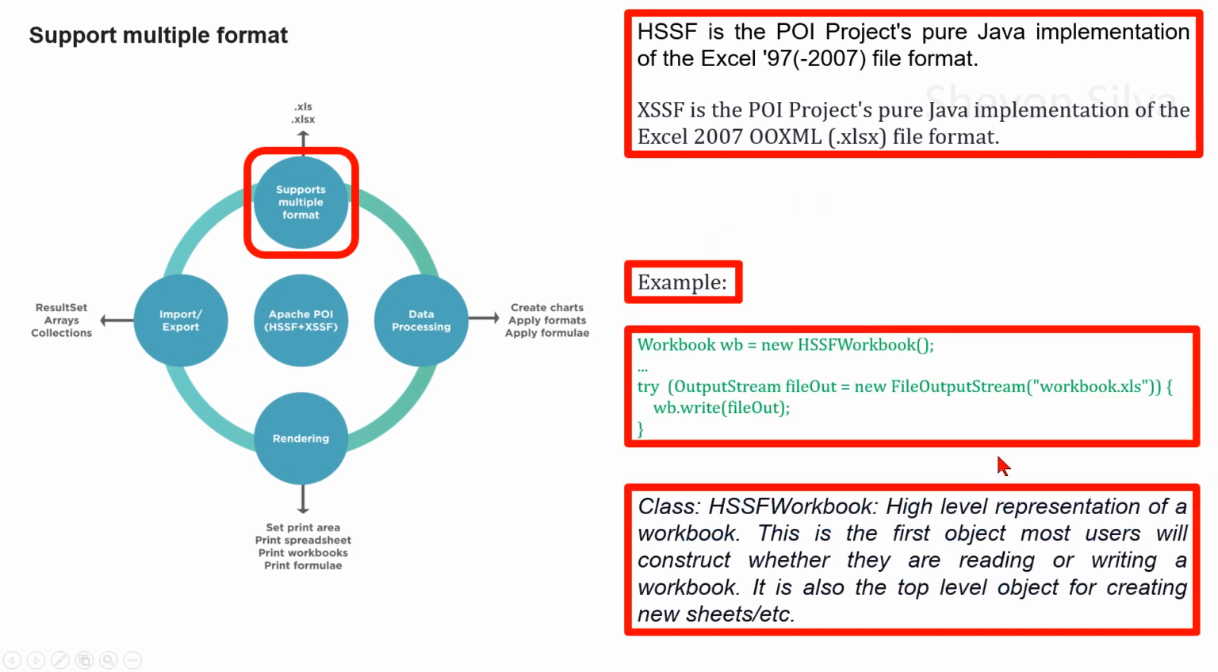As an example, we can consider this code segment. Here we can focus on this class, HSSFWorkbook. High-level representation of a workbook. This is the first object most users will construct whether they are reading or writing a workbook. It is also the top level object for creating new sheets, etc.